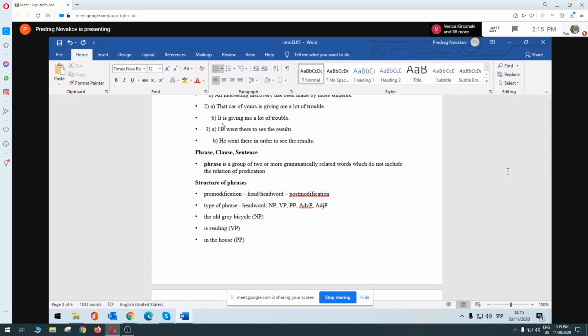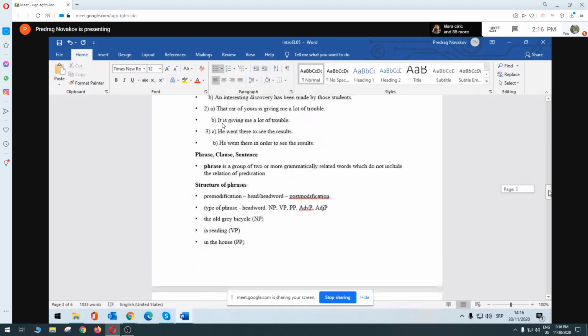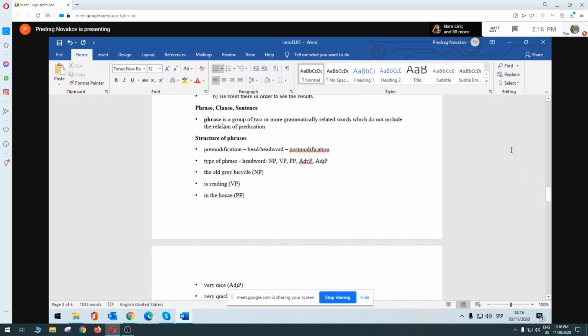This is not the type of insertion we are interested in. We are interested in inserting linking elements, like in order to, and, but, and so on, okay? So linking elements, not new adjectives or similar words, okay? So we need tests to establish syntactic units, okay? I believe this should be clear now. If you have any question, you can ask, okay? So now we can go to the syntactic units like phrases, clauses, and sentences.